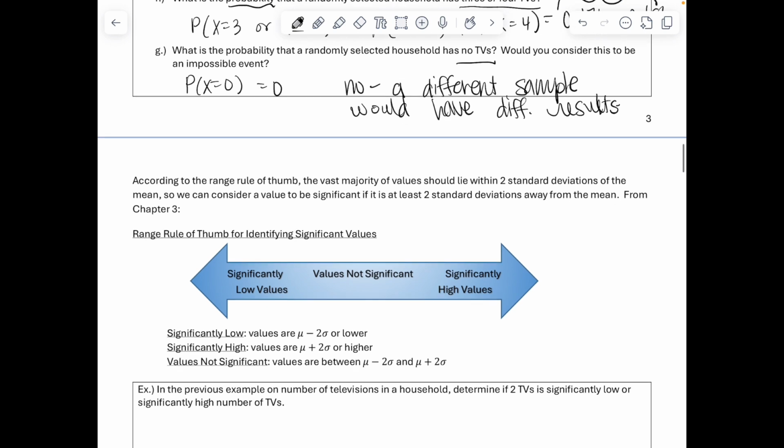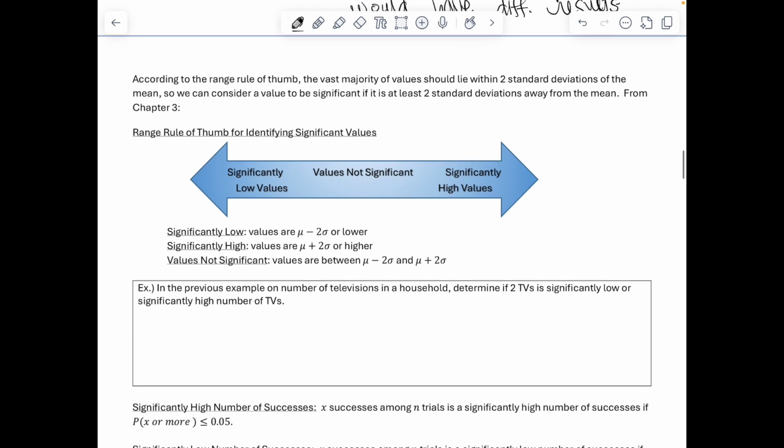So at the top of the next page, it says, according to the range rule of thumb, the vast majority of values should be within 2 standard deviations of the mean. And we can consider a value to be significant if it's at least 2 standard deviations away from the mean, either larger or smaller than the mean. So from chapter 3, we have the range rule of thumb to identify significant values.